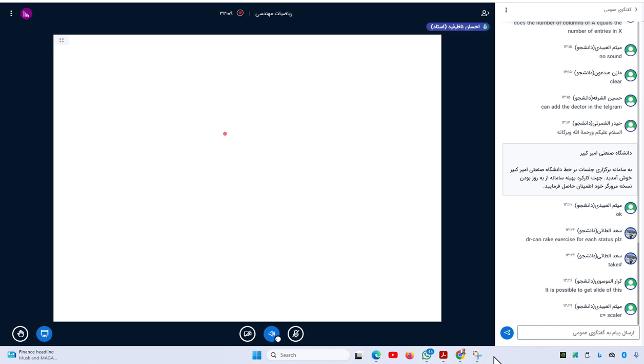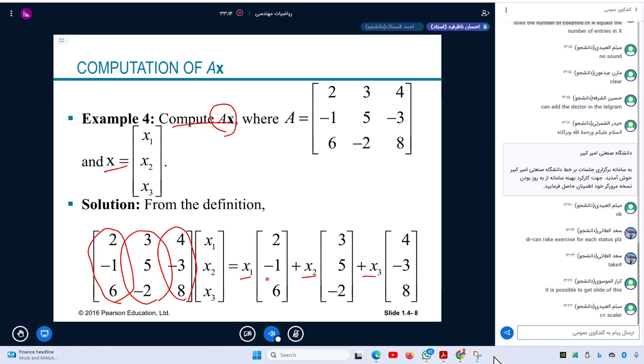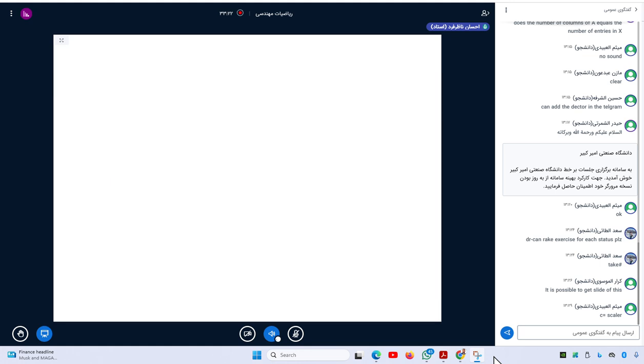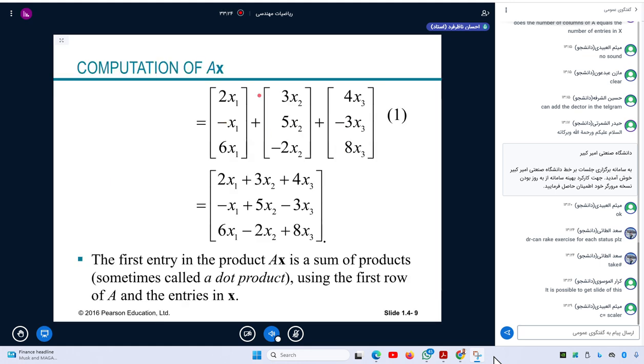So then you can have 2x1, minus 1 x1, 6 x1, and then you can add all of these together. So we are left with 2x1 plus 3x2 plus 4x3, minus x1 plus 5x2 minus 3x3, and so forth. So this is the product of Ax.